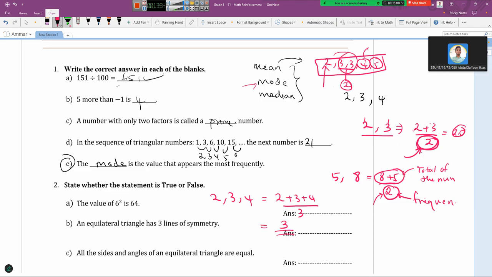Okay. Again, let's say 7, 7, 8, 8, 9, 10, 6, 5. This is a series of numbers, or we can say this is a sample of data. Now can you find out the average of these numbers first?